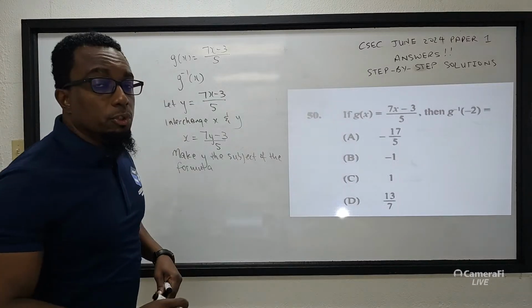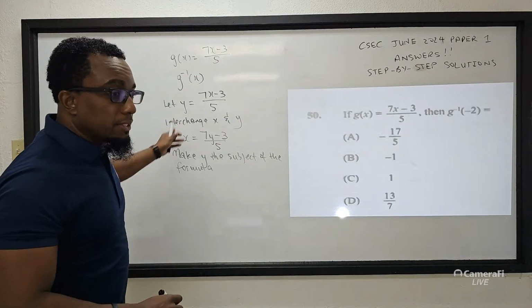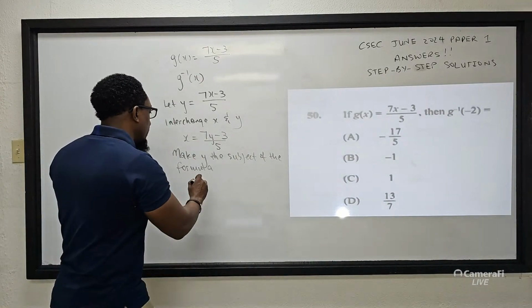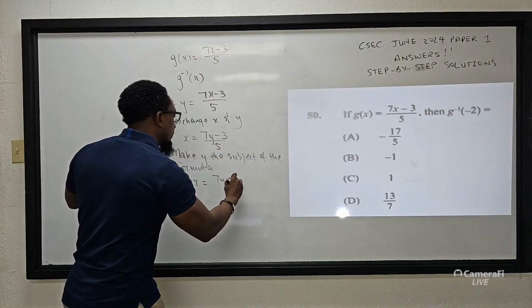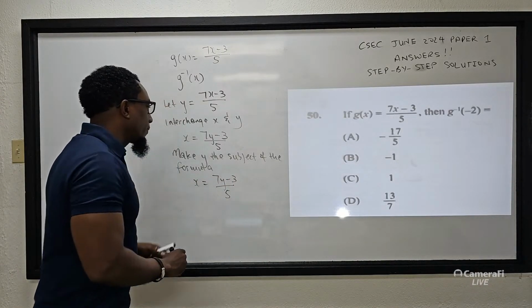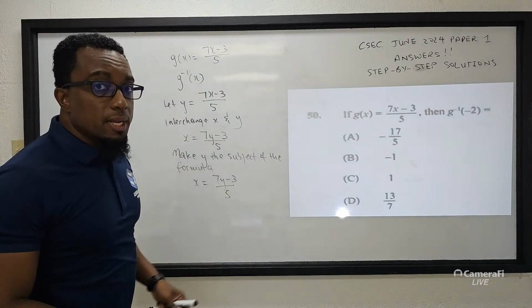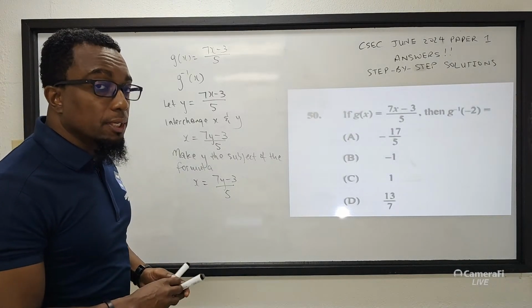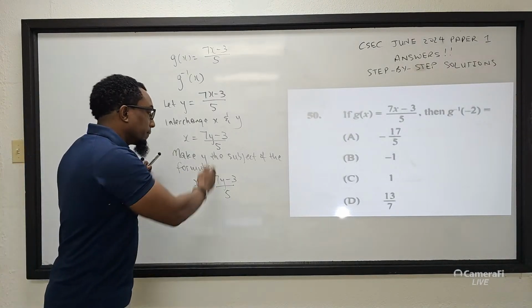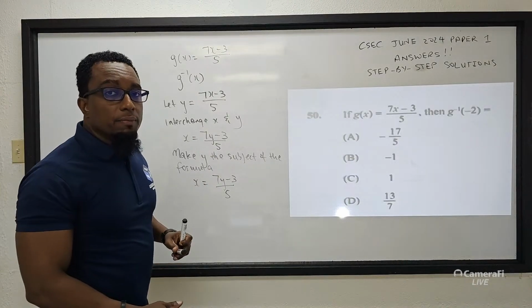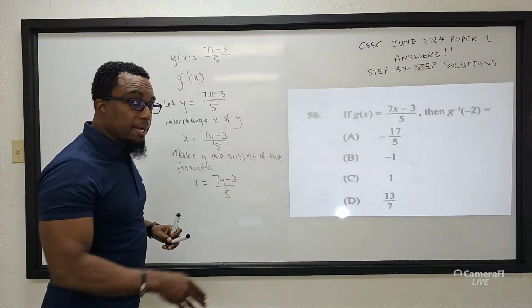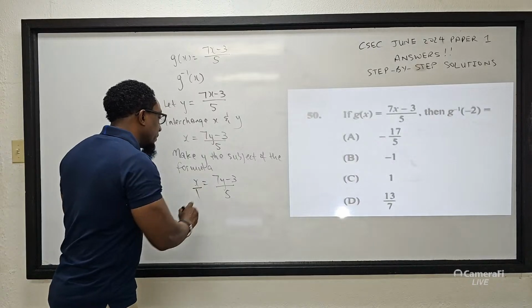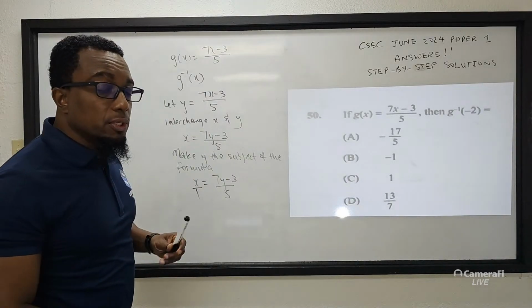And this is where your knowledge of transposition will come into play. So I need to make y the subject of the formula. So how am I going to get y by itself? The first thing I need to do is to remove this equation from its fraction form. So 7y minus 3 over 5 is one fraction on the right. X over 1 is one fraction on the left.